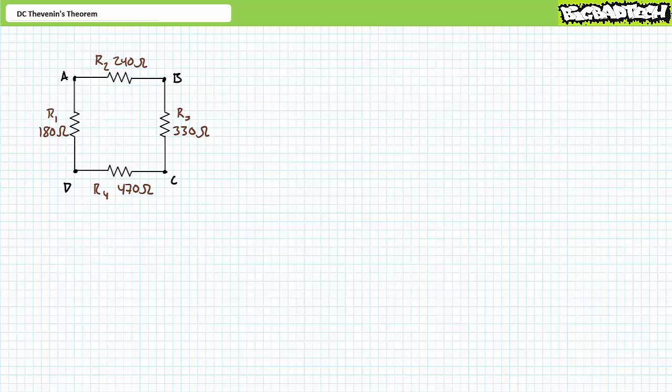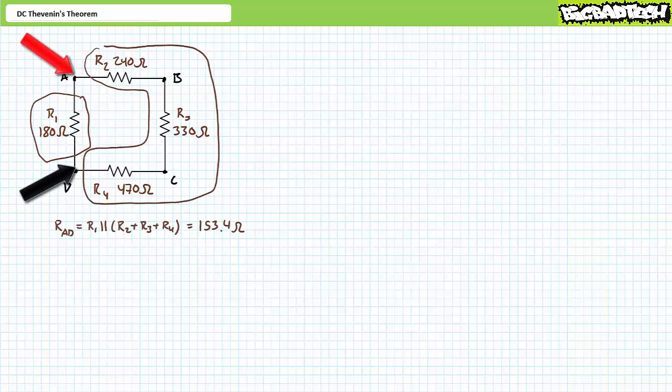Before you rush to judgment, be warned, I've given you no solid ground upon which to stand. Resistance is a two-point measurement. Which two terminals are we reading resistance from? If we read resistance from A to D, R2, R3, and R4 are clearly in series with one another, and this series path is in parallel with R1 for a total resistance of 153.4 ohms.